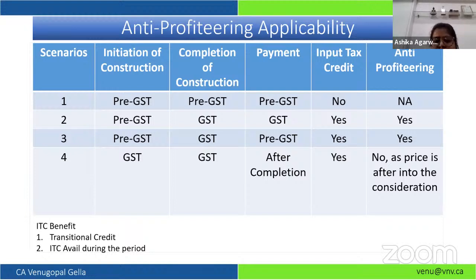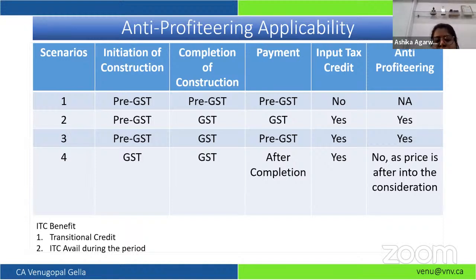Third scenario, again, construction starting in pre-GST, completion happened in GST, but payment is received in pre-GST. Even though you receive the payment in pre-GST, as part of the construction has happened in GST, you have taken ITC benefit. Therefore, anti-profiteering again will be applicable. So in cases where construction has come down to GST regime, during that 2 years gap, 1st July 2017 to 31st March 2019, where ITC benefit was allowed, in those cases, you have to make sure you comply with this provision.